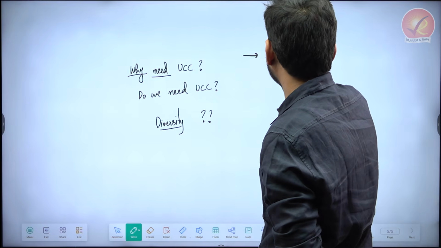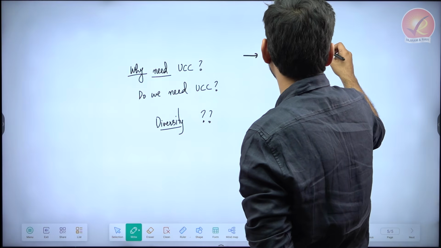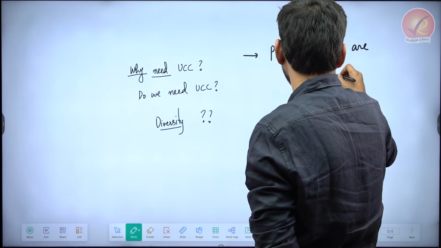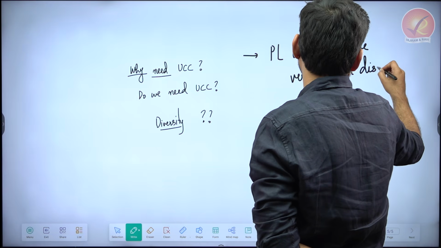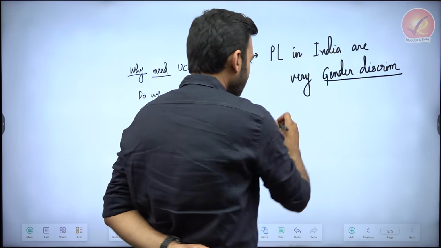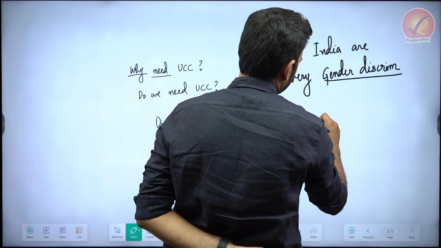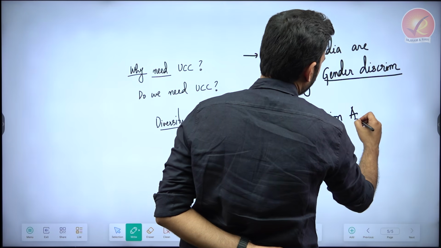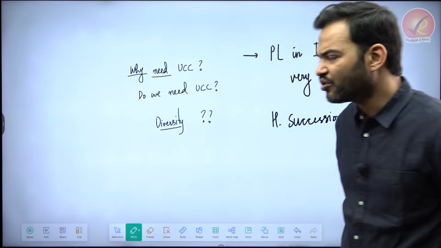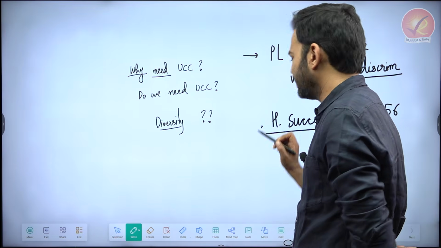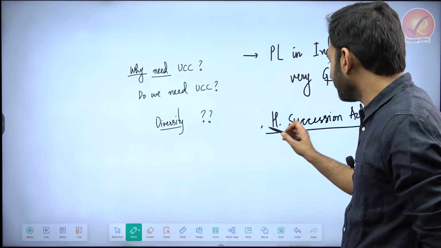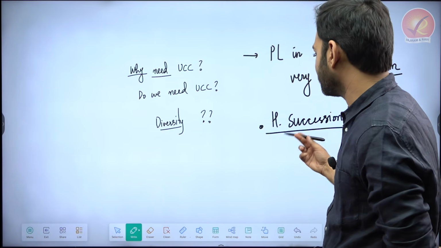Because you see that many of the personal laws in India are very gender discriminatory. For example, under Hindu Succession Act, daughters do not have co-parcenary rights at birth. Later, Supreme Court in 2020 has given the co-parcenary rights to daughters also. However, the personal law never gave any co-parcenary rights to daughters.